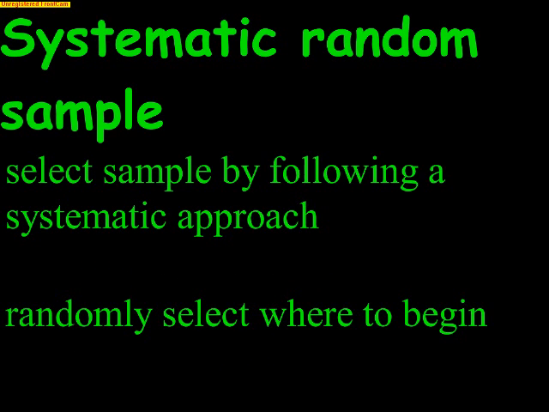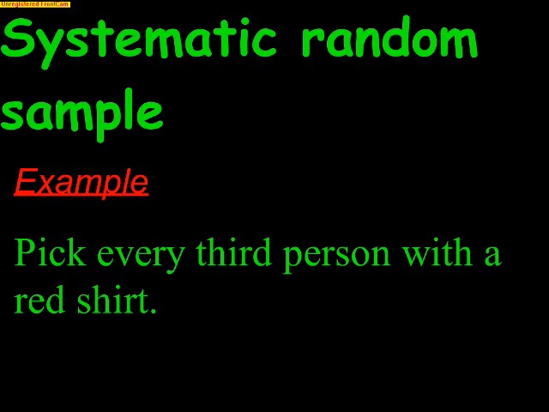Next up is a systematic random sample. What you do is select a sample by following a systematic approach. I have an example coming up for you. You're going to want to randomly select where you begin. My systematic sample here is you pick every third person with a red shirt. I guess this example would have been better if I had started with, say, the fifth red-shirted person that walks by. Every third person after that, we'll choose. So this is a systematic random sample.